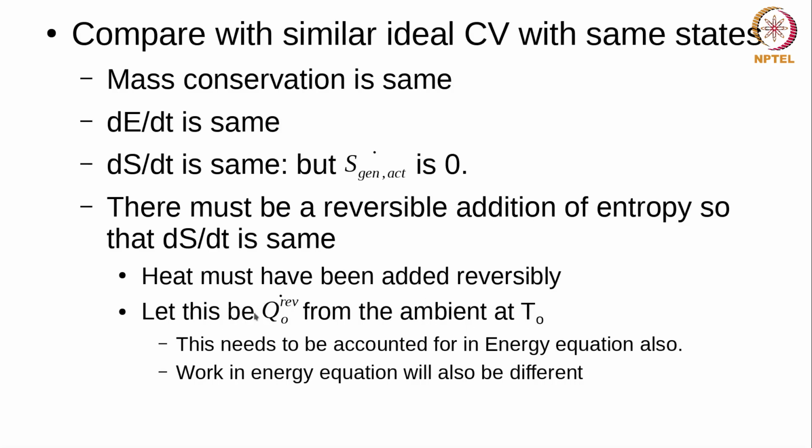So let the amount of heat we need to add be Q dot reversible, Q naught dot reversible, from the ambient, which is at a temperature of T naught, and this amount of heat needs to also be accounted for in the energy equation. And because the energy equation changes, the work which we get will also be different compared to what it was in the actual process. So in order to reach the same final state, because the processes are reversible over here, we need something which adds entropy, and that is in the form of this heat. It's a reversible heat addition which can also be removed if we want, and because we are adding more heat here, we are also going to get more work in this case.